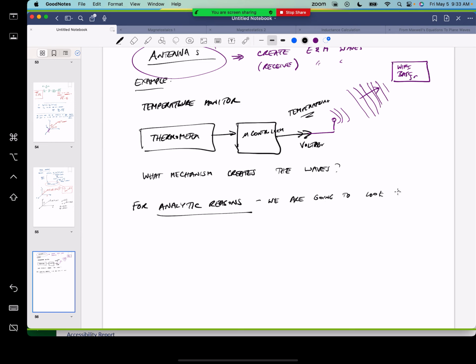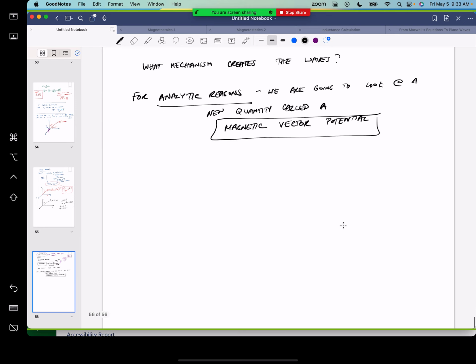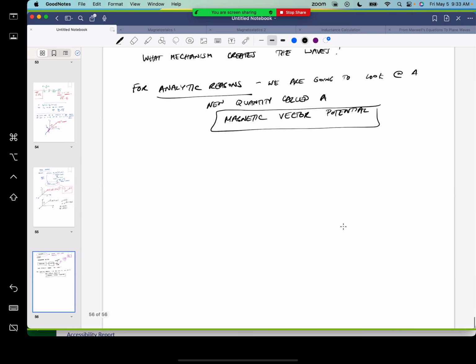We are going to look at a new quantity called a magnetic vector potential. Okay, so this is a concept. Hopefully you'll see at the end of my lecture that it'll make some level of sense, but just accept for the time being, for the next 45 minutes, that we created this concept to make the antenna calculations easier. Okay, so now I'm going to just jump into the math.